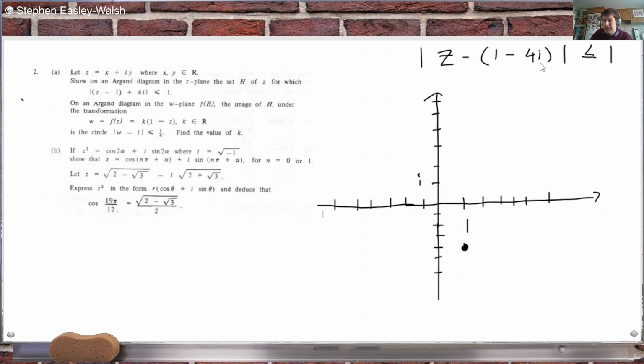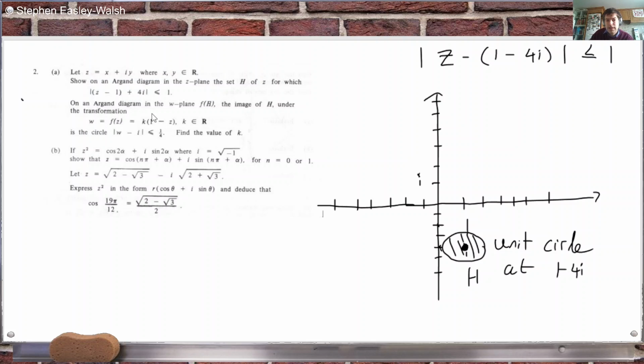So what this equation represents is a circle of radius 1 at this point. So that should be touching there. So it's going to be a unit circle at 1 minus 4i. That's the, what do they call that, H.